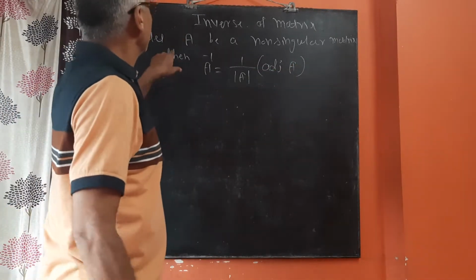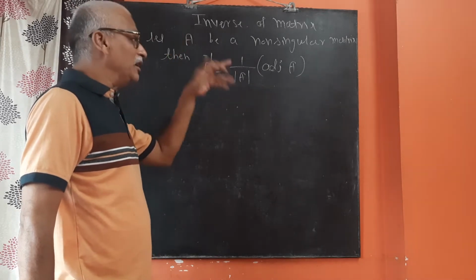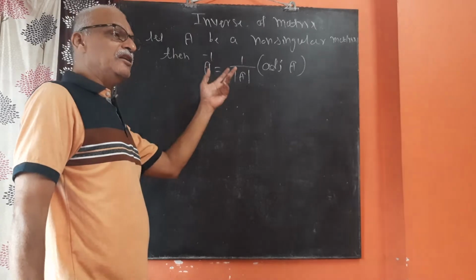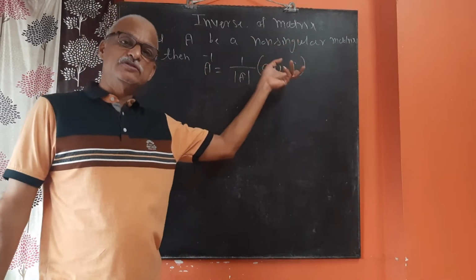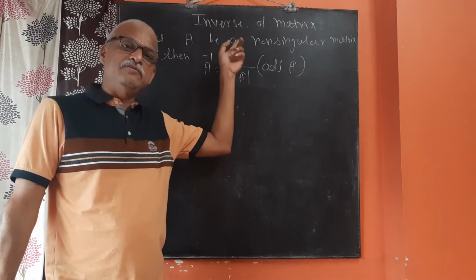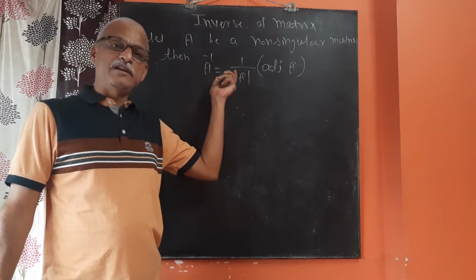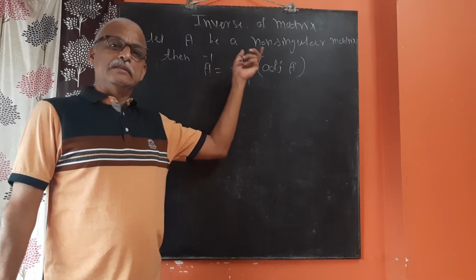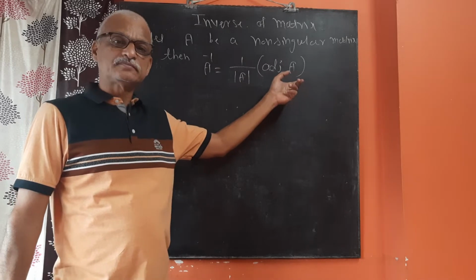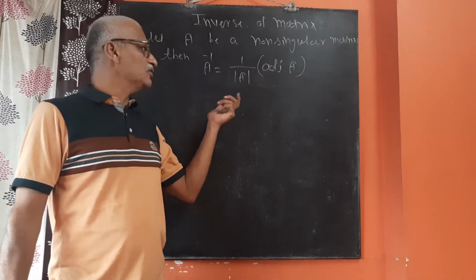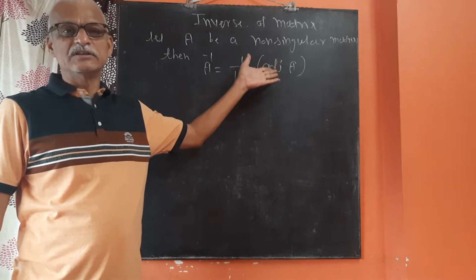That means to find the inverse, we have to find the determinant of A. If the determinant of A is non-singular, that means if the determinant of A is not equal to 0, then only we can find the A inverse. The condition is that to get the inverse of a matrix, its determinant should not be equal to 0. If it is equal to 0, then 1 upon 0 is infinity. That means we can't find the A inverse.